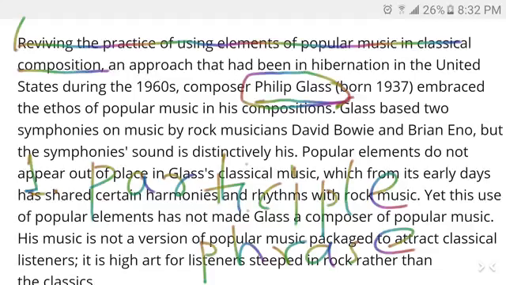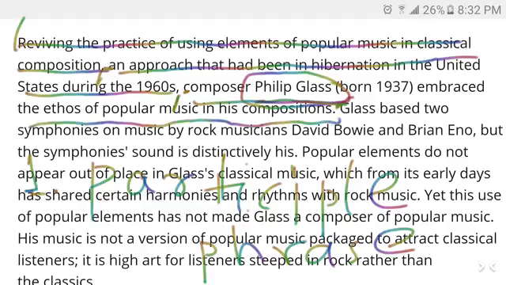If something in a sentence starts with a comma and ends with a comma, that's additional information. It might start with a dash as well, which is the same thing. So we can ignore reading the additional information and the participle phrase. All we have is the main clause. What is the main clause? Composer Philip Glass embraced the ethos of popular music in his composition. Our main verb is embraced. So that's the main sentence.